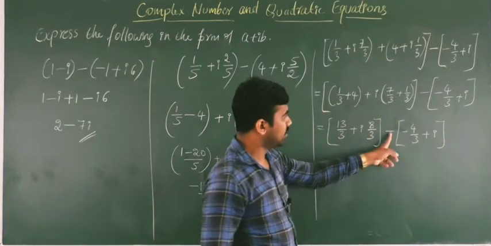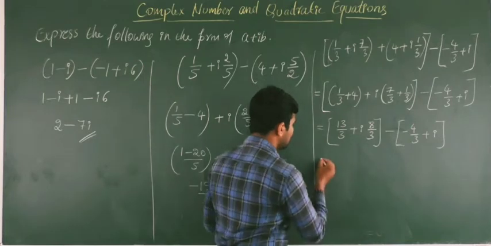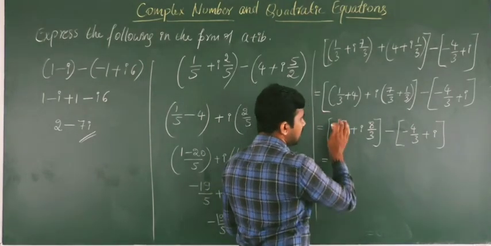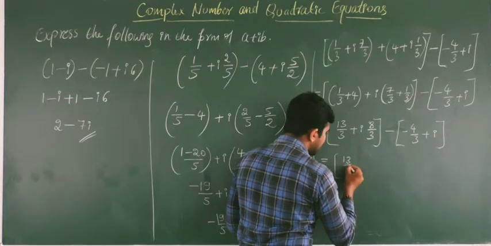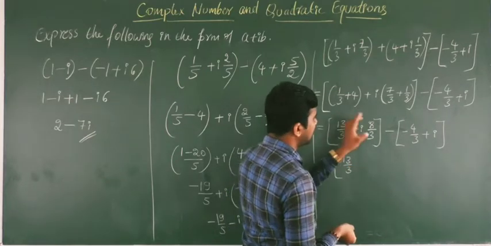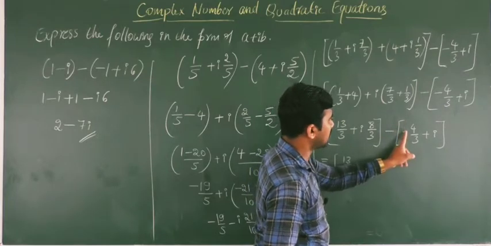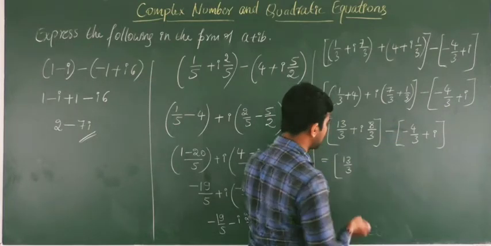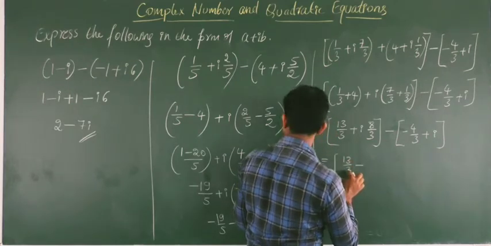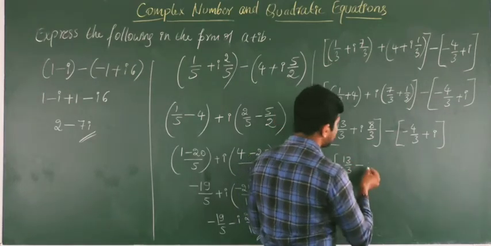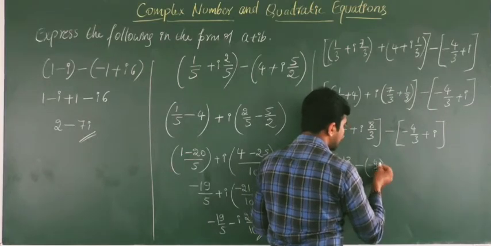Okay, now it is the subtraction of two complex numbers. So subtract the real parts together and imaginary parts together, so that we'll get 13 by 3 minus 4 by 3. Subtraction of two complex numbers, like this. 13 by 3 minus of 4 by 3.